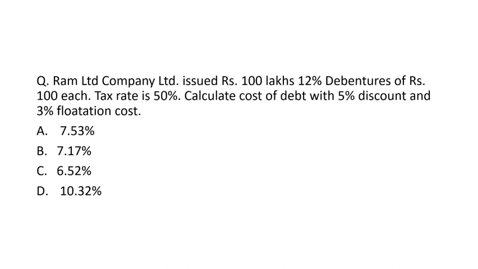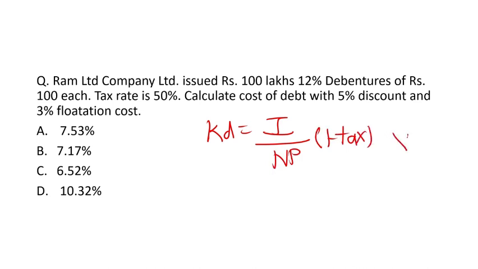Now let's see another one. Ram Limited Company issued Rs 100 lakh 12% debentures of 100 each. Tax rate is 50%. Calculate the cost of debt with 5% discount and 3% flotation cost. Everything will be the same while computing, but let me help you solve it. First of all, interest upon net proceeds, (1 minus tax), multiplied by 100. Okay, so let's put in the values.